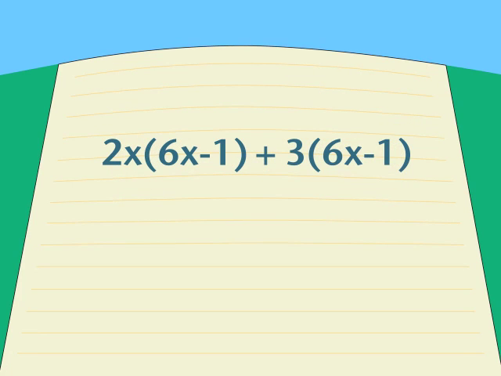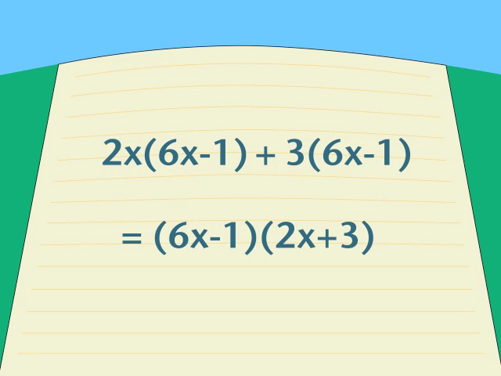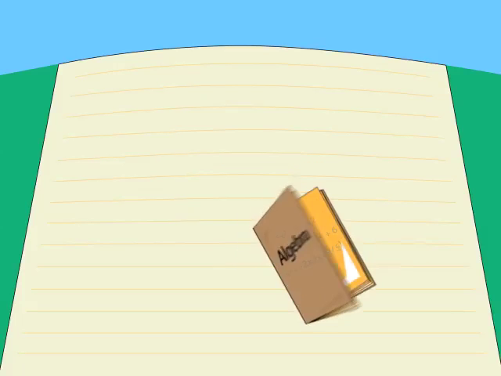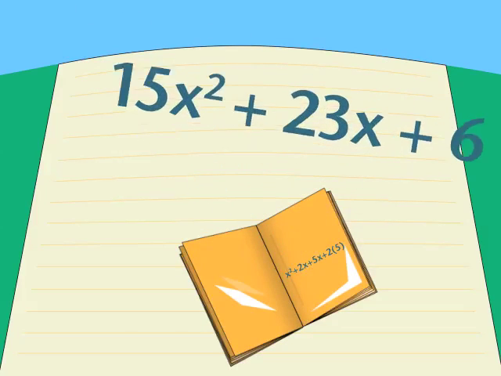The solution is 6x minus 1 times 2x plus 3. But you already know that. If you checked your answer using FOIL, you'll find more examples in your textbook. Be sure to do some of them right away.